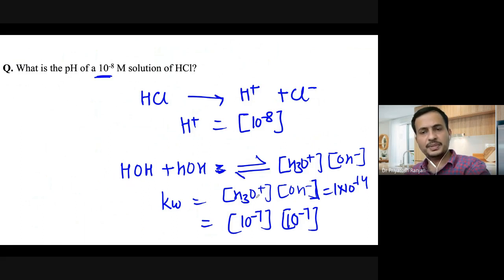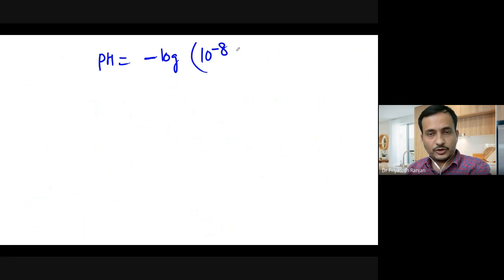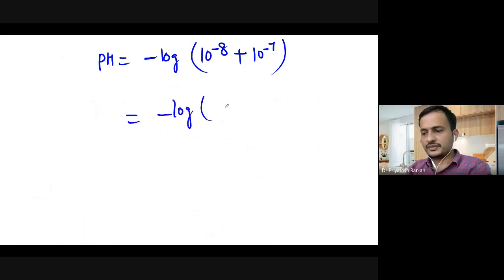Why? Compare these values, they are quite close. Even the H plus ion which is coming from the HCl is comparatively less. So in this particular case, we are going to consider the contribution of H plus ion both from the water as well as the HCl. So how do I need to calculate? pH is going to be negative log hydrogen ion concentration, that means 10 raised to the power minus 8 from HCl and 10 raised to the power minus 7 from water. Just a simple calculation, you need to solve it. So what is the value going to be?